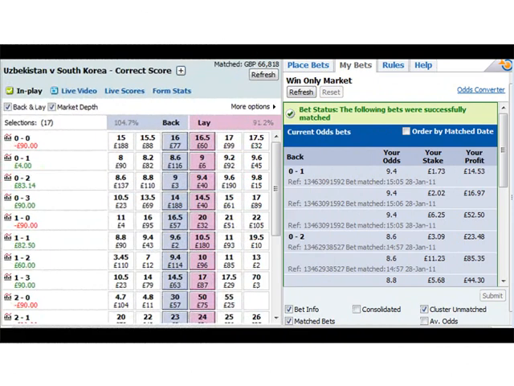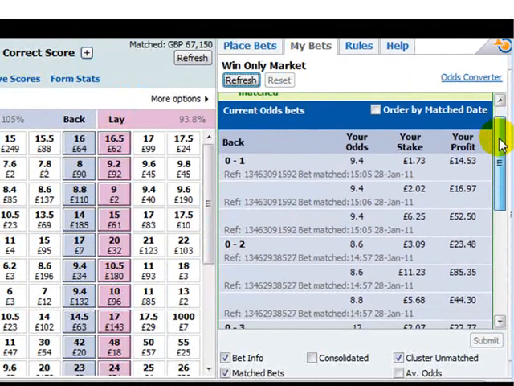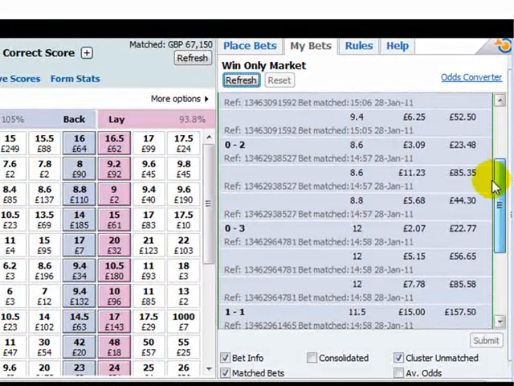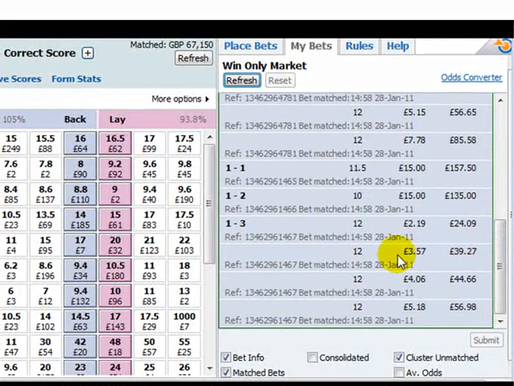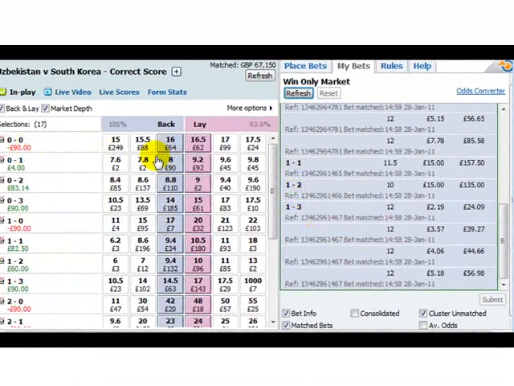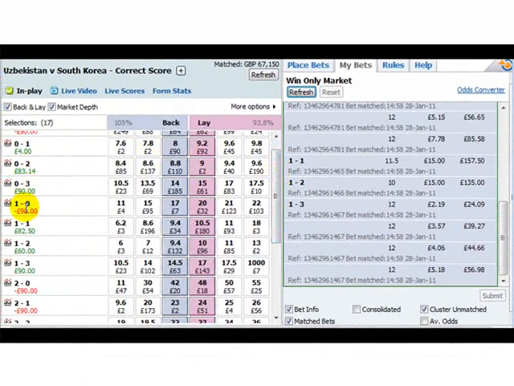This time it's a correct score jobby on an Asian Cup third place playoff between Uzbekistan and South Korea. We've made simply 5 correct score selections: 0-1, 0-2, 0-3, 1-1, 1-2, 1-3, and the eagle-eyed amongst you will notice that's 6 correct scores and not 5.